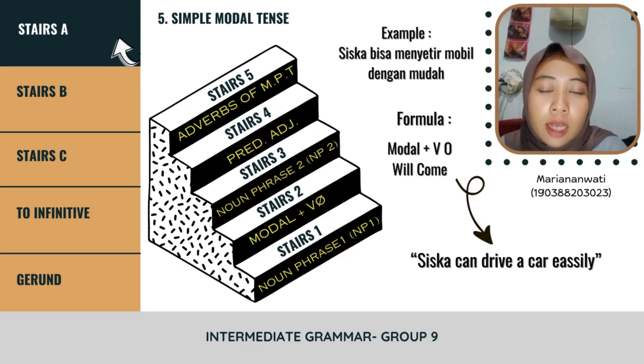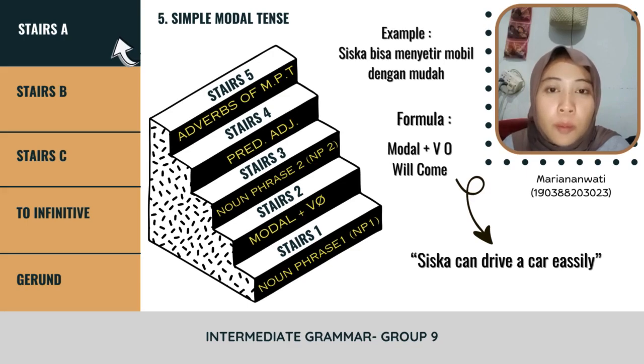Okay, the next slide is the last material about stairs A, simple modal tense. Simple modal tense has 5 stairs. Stairs 1 is noun plus 1, stairs 2 is modal plus verb, stairs 3 is noun plus 2, stair 4 is predicate adjunct, and stair 5 is adverbs of manner, place, and times.